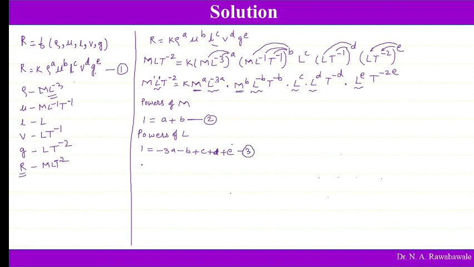Then collecting powers of T. We get power of T on right hand side is minus 2, is equal to, here there is no T, here there is T, is equal to minus B, then here minus D.